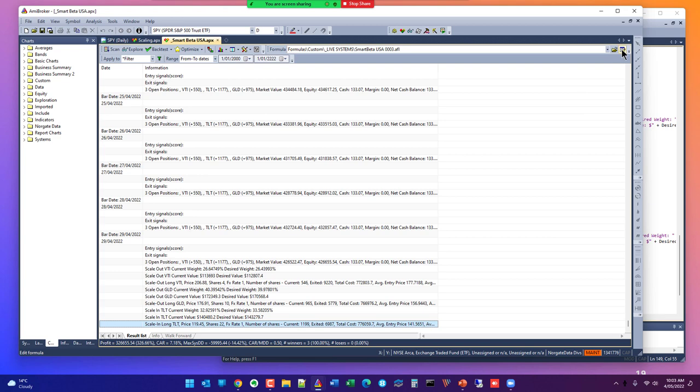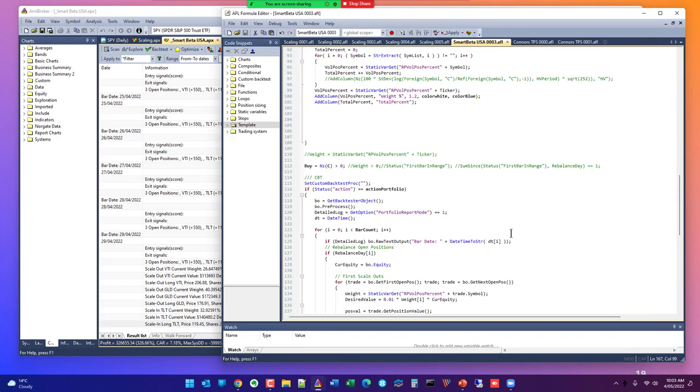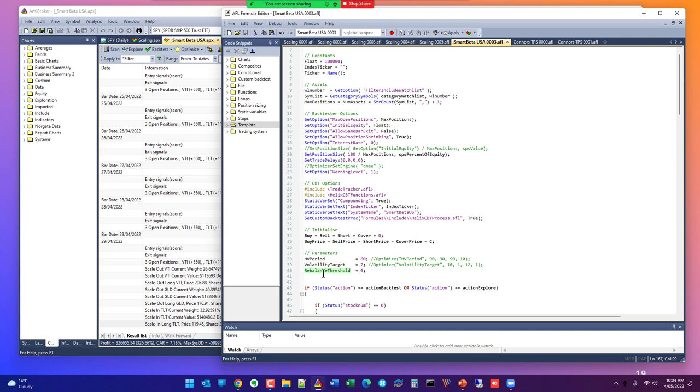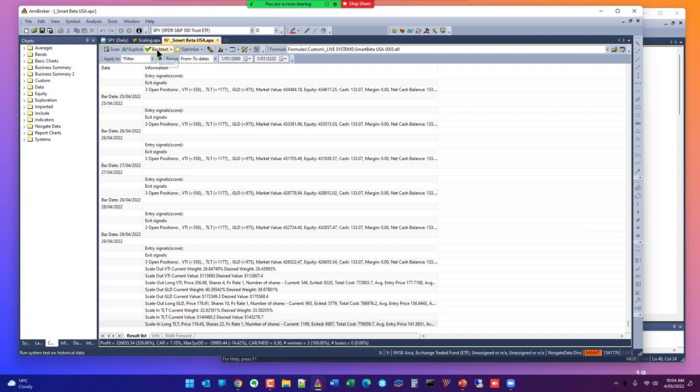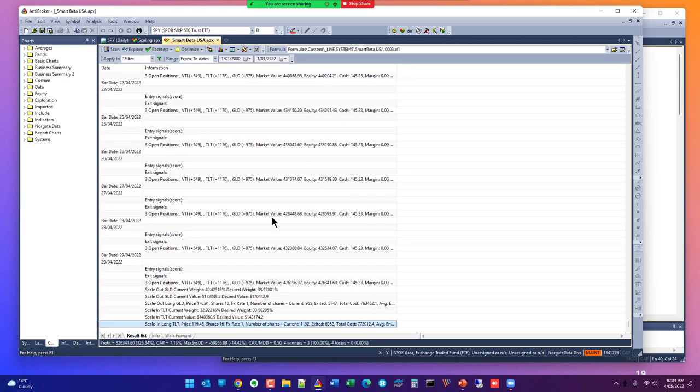Oh yes, I was going to show you the rebalance threshold. At the moment, my rebalance threshold is set to zero, which means always rebalance. If I set that to one, that makes the rebalance threshold 1%, which means that if a rebalance is below 1%, as it is in this example, then it will not rebalance that. So we should hopefully see, if I run this again, yeah, now we've got the GLD rebalance and the TLT rebalance, but we don't have the VTI rebalance. So that's how you can use the threshold to eliminate certain scales.